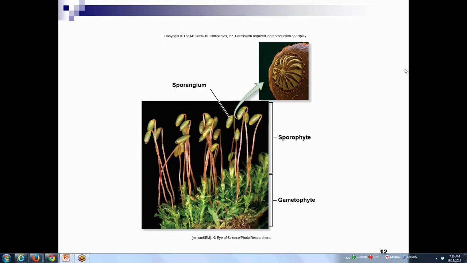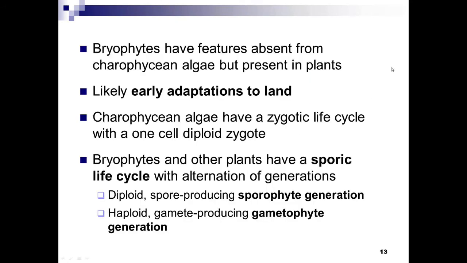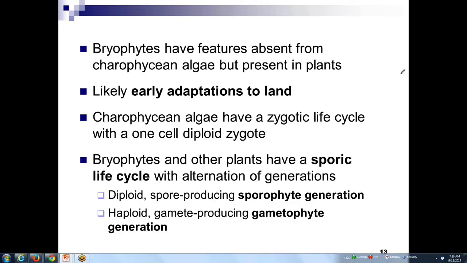So now you have some ideas of at least what liverworts look like. Now you know what mosses look like. Again, a reminder there probably for most of us. And then we go to slide 13. Let's talk more about this amazing group. So the bryophytes have features that are absent from the Caryophycean algae but present in plants. In other words, guys, the bryophytes are true plants. They are beyond the algae. They have very early adaptations to the land.